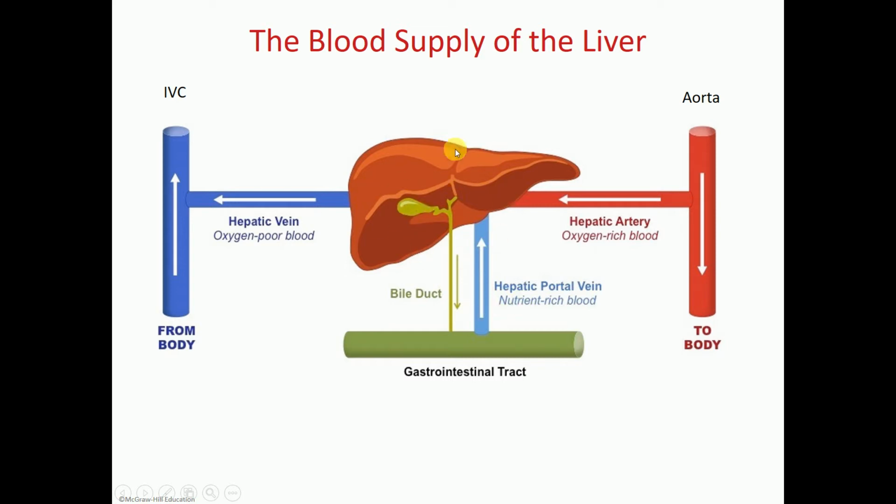All of that blood mixes together in these different lakes known as sinusoids that are found in between the hepatocytes. This helps the liver perform its function. And then all of that blood is going to be drained out of the liver and eventually go through the inferior vena cava to reach the right atrium through the hepatic vein.